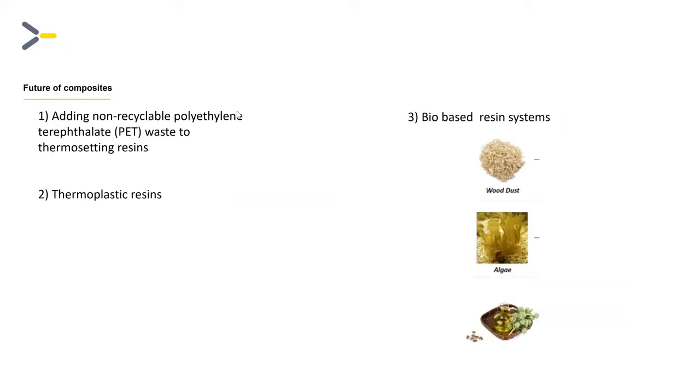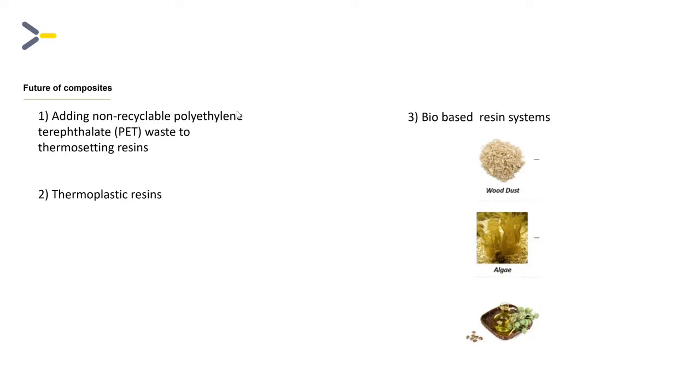The second one is the resins. There are three steps to have a look at with the resins. First of all, the easiest one is adding non-recyclable polyethylene PET waste to the thermosetting resins. This is already being done and tested by several of the larger resin manufacturers. And this is actually very simple: taking the colored PET bottles, which cannot be recycled in the same way, and using them as an additive to thermoset resins. This can easily be achieved and implemented in the running productions that we already have. The second one is using thermoplastic resins.